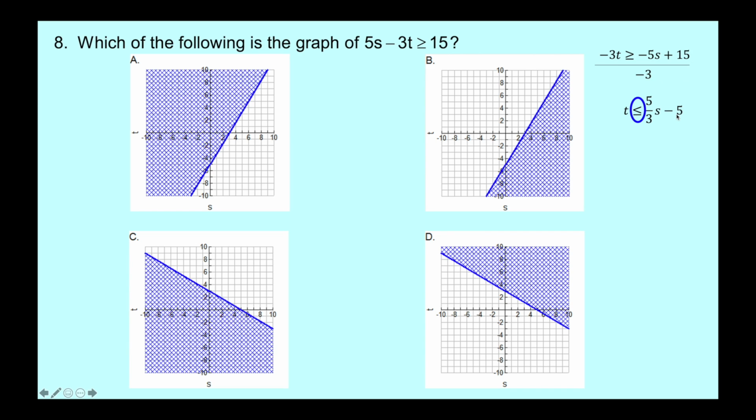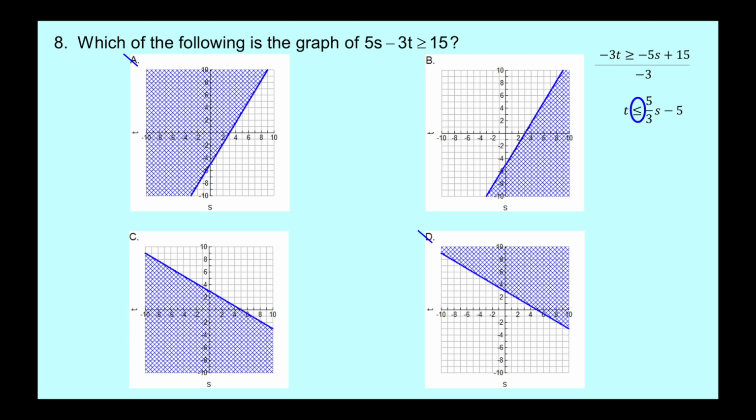So from here, I look at the fact that this is less than or equal to. So in each of these graphs, I look for less than or equal to. This one is greater than, that's shaded above, so A is out. B could be an option because it is shaded below the line. C could be an option because it's shaded below the line, and D would be out.